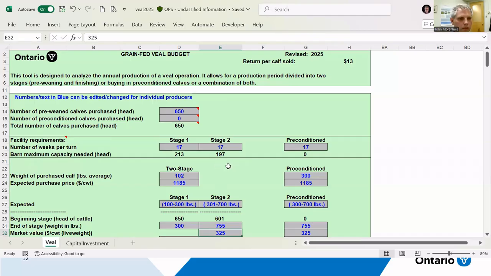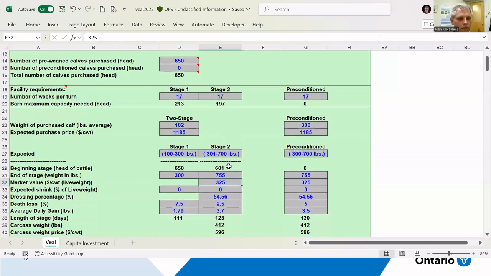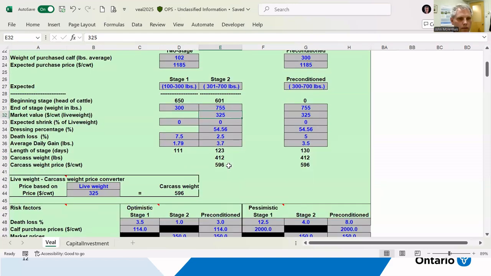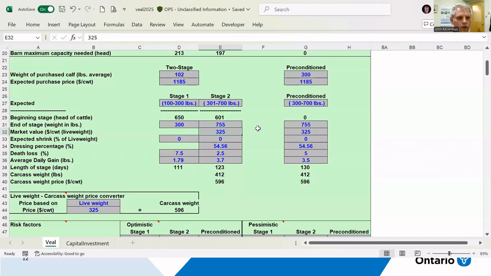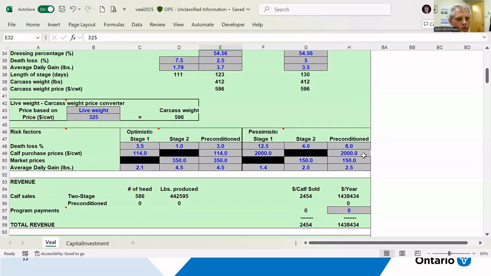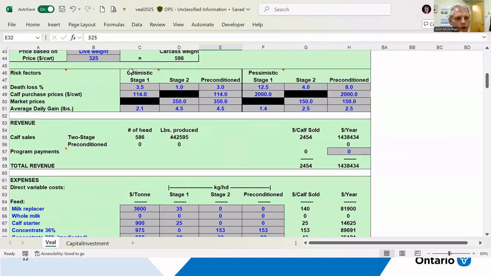But I just want to look again at that painting of the production picture for the operation. So mapping out the average daily gains and all of those production factors. And then the risk factors here, thinking about best case and worst case rates for some of the significant risk factors in the operation, just to give you a bit of a sense.